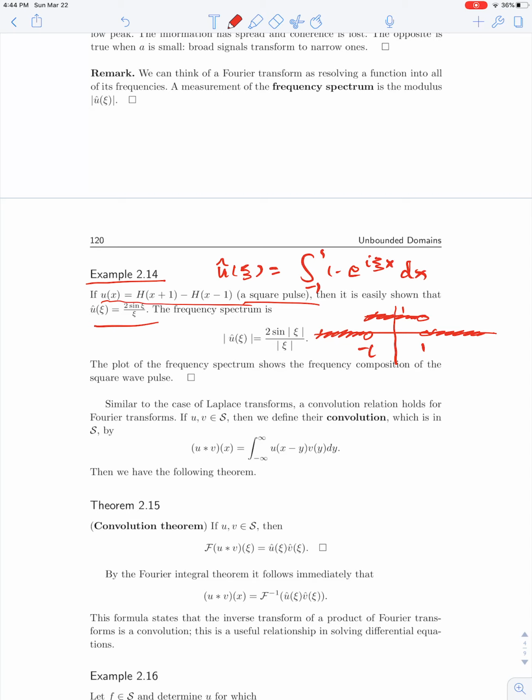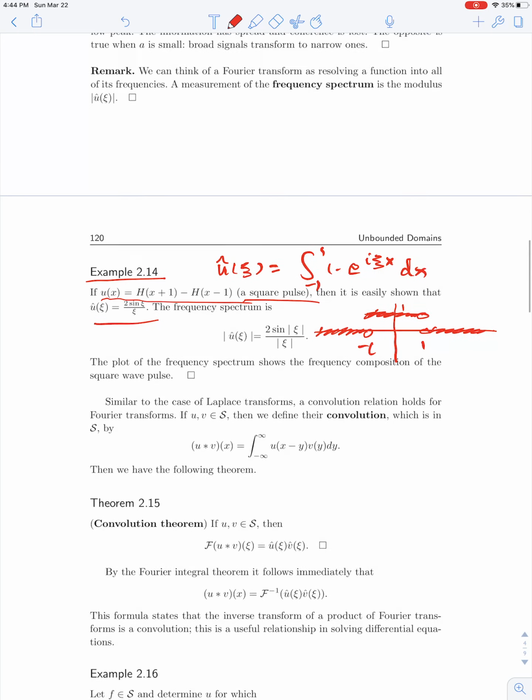So I want you to do the details, and next time during the class I will show you the details.